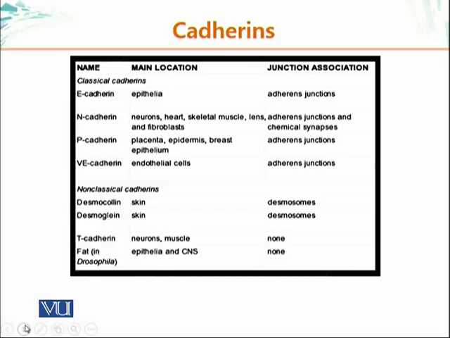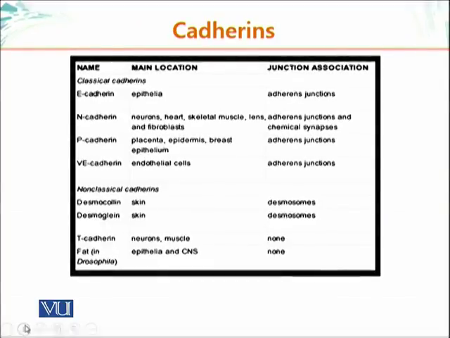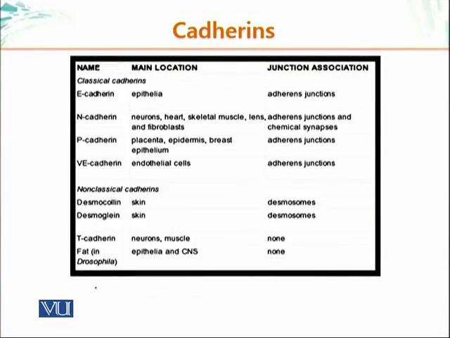E-cadherins, as I mentioned earlier, are present in adherent junctions. These E-cadherins are also primarily the sticky molecule of the epithelial cells. N-cadherins are found in neurons, heart, skeletal muscle, lens, and fibroblasts. They are also responsible for forming adherent junctions and also chemical synapses between the nerve cells and the target cell, which in many cases are the muscle cells. P-cadherins are found in placenta, epidermis, and breast epithelium. They also form adherent junctions.